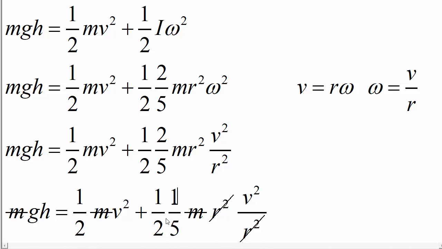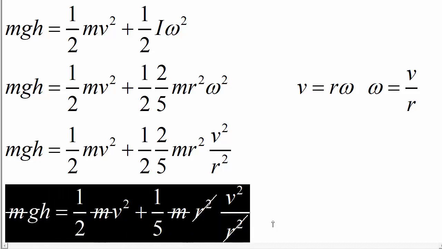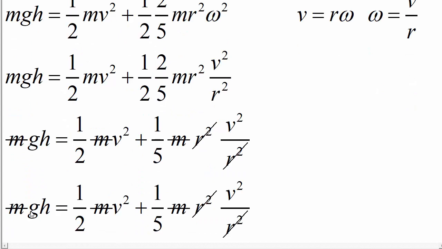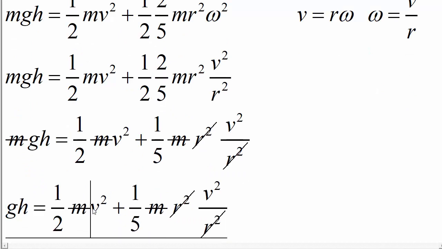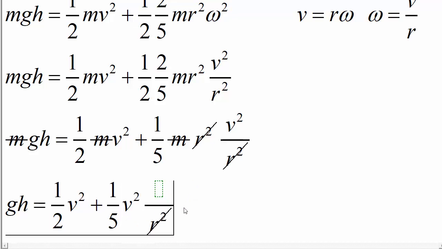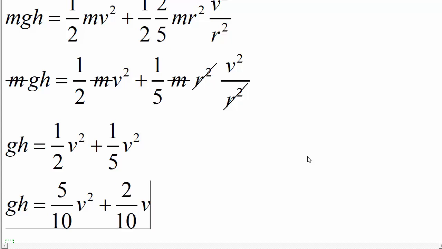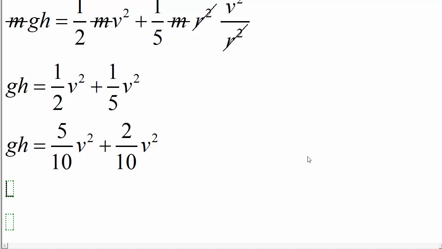And 1/2 of 2/5 is simply 1/5. So all this is going to simplify into gh equals 1/2 v squared plus 1/5 v squared. We can add these together with a common denominator. gh equals 1/2, let's call that 5/10 v squared, plus 2/10 v squared. And we get that gh equals 7/10 v squared.